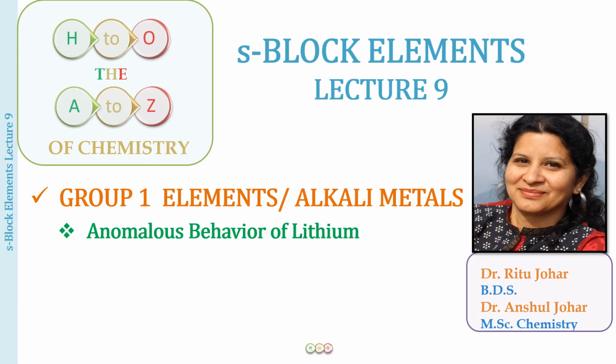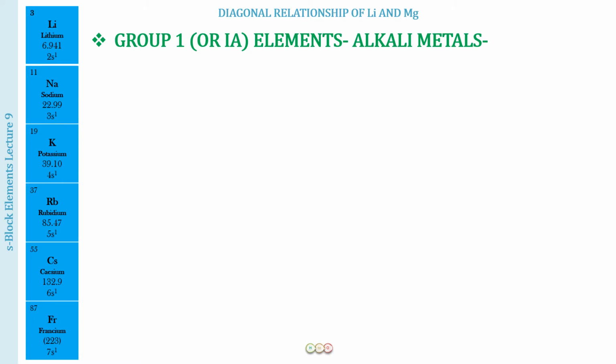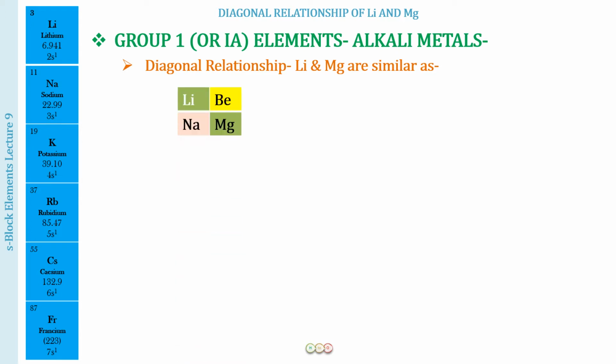So first of all, let us understand why lithium and magnesium have a diagonal relationship. Why do they show a similarity in their behavior? To understand that, let us look at the second and the third period elements where lithium and magnesium are placed. Lithium is a group 1 element. Magnesium is a group 2 element. Lithium is present in the second period and magnesium is present in the third period.